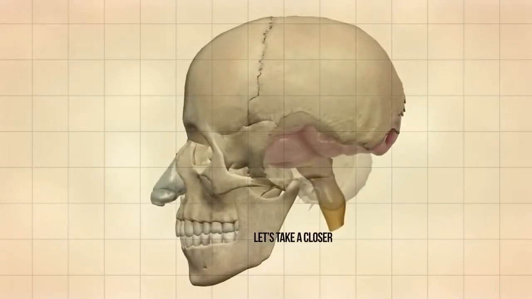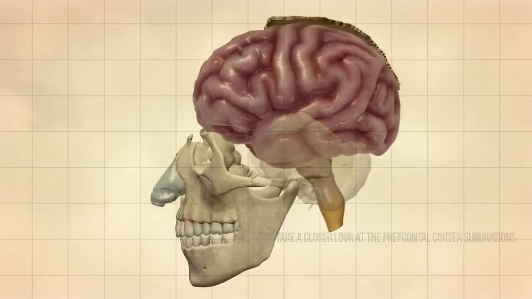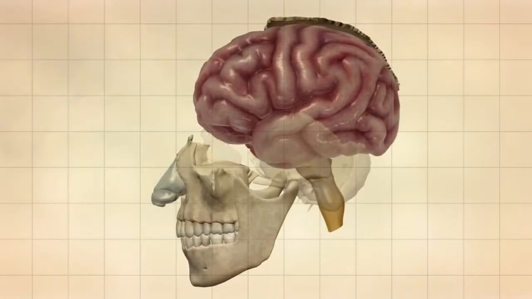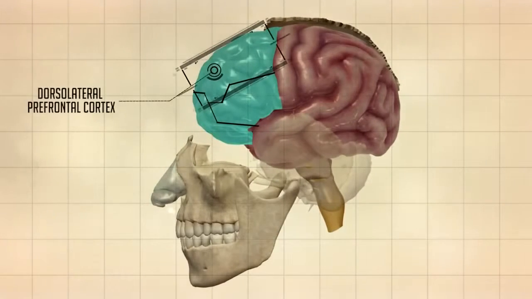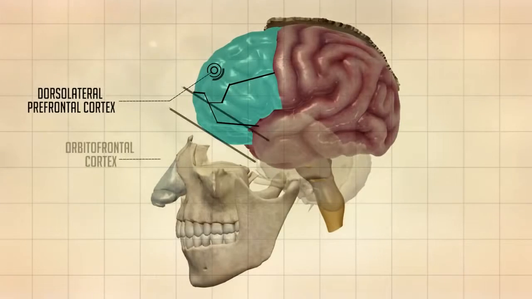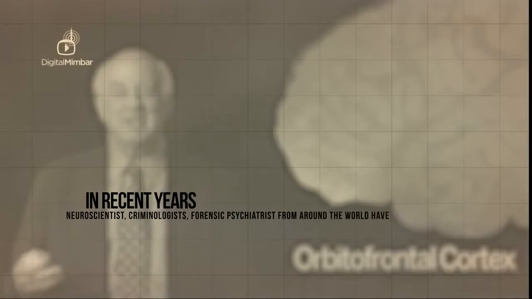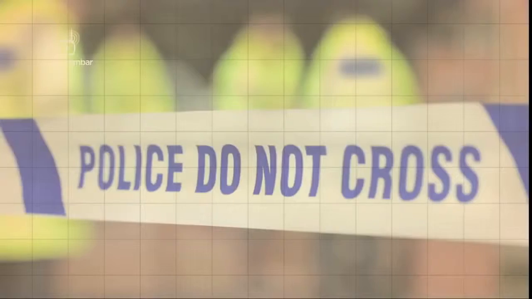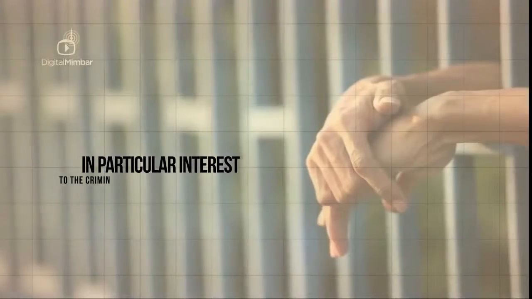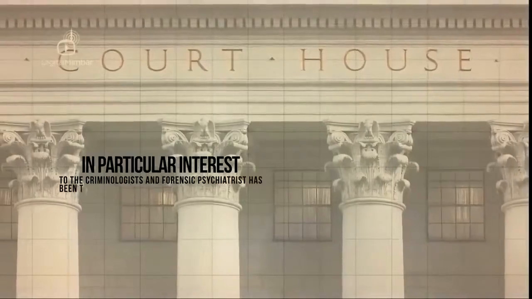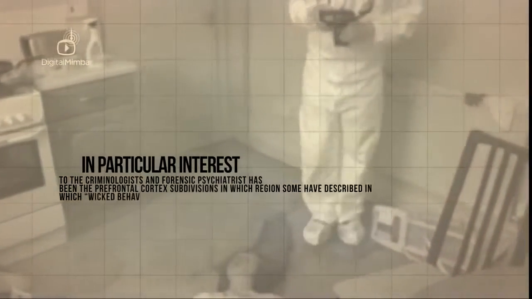Let's take a closer look at the prefrontal cortex subdivisions. This area of the brain has been divided into three main subdivisions, known as the dorsolateral prefrontal cortex, the orbitofrontal cortex, and the ventrolateral prefrontal cortex. In recent years, neuroscientists, criminologists, and forensic psychiatrists from around the world have carried out a number of studies on the human brain. In particular, the interest of the criminologists and forensic psychiatrists has been the prefrontal cortex subdivisions, regions in which some have described wicked behavior as taking place.